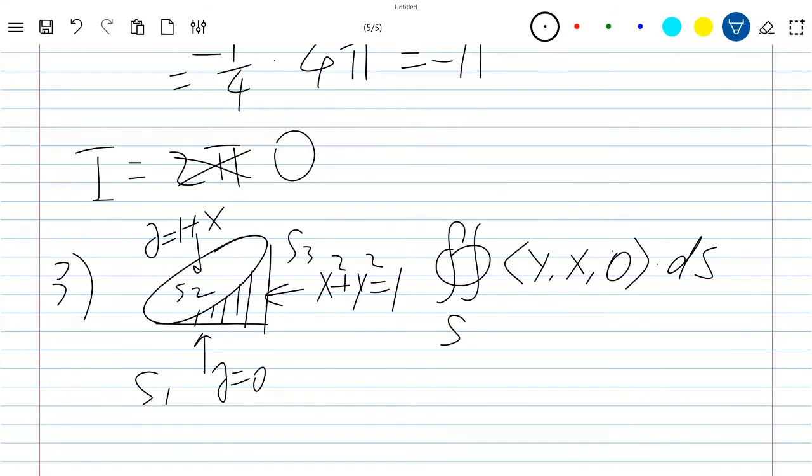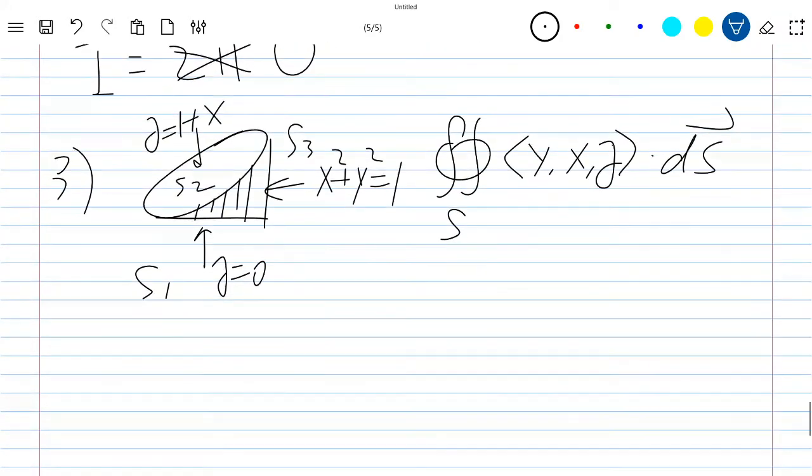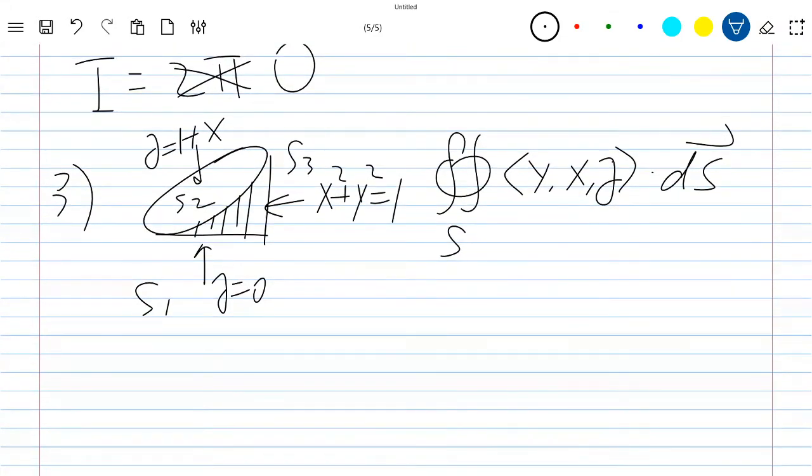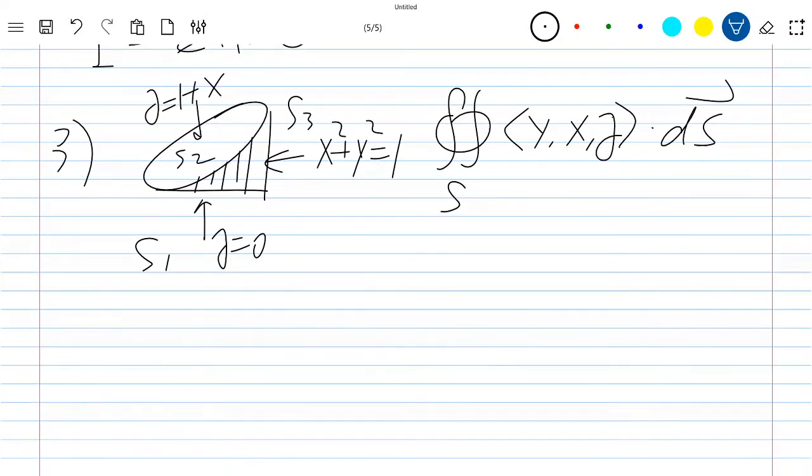Well, let's do z ds. Okay, and I can already see it's not going to be 0. Okay, let's see what it is. So you have to do it in 3 steps, right? Because you have 3 surfaces. It's a long problem again.